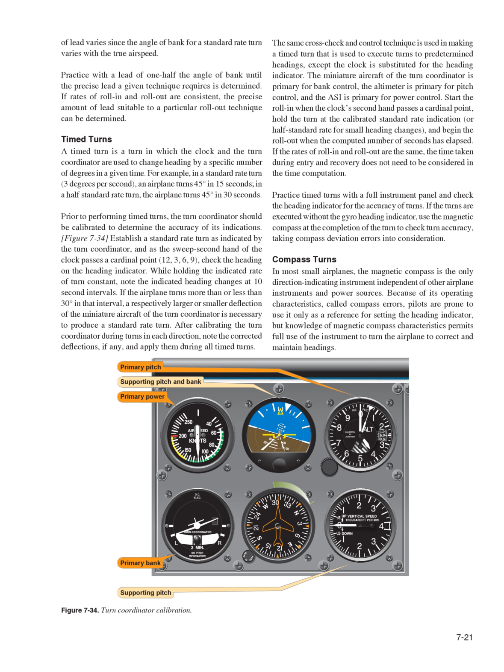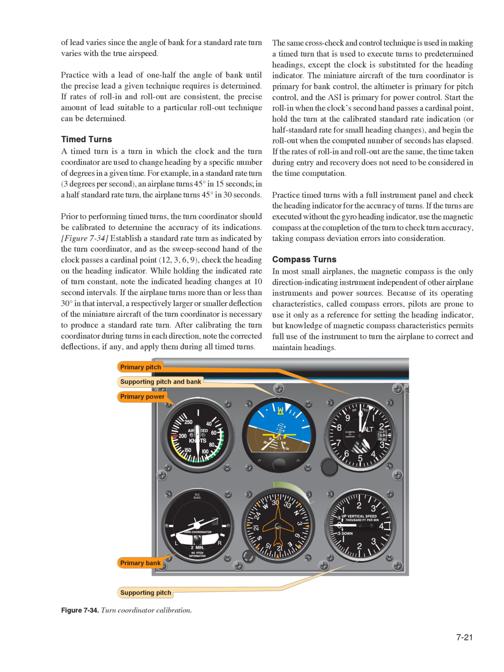Start the roll-in when the clock's second hand passes a cardinal point, hold the turn at the calibrated standard rate indication, or half standard rate for small heading changes, and begin the rollout when the computed number of seconds has elapsed. If the rates of roll-in and roll-out are the same, the time taken during entry and recovery does not need to be considered in the time computation. Practice time turns with a full instrument panel and check the heading indicator for the accuracy of turns. If the turns are executed without the gyro heading indicator, use the magnetic compass at the completion of the turn to check turn accuracy, taking compass deviation errors into consideration.